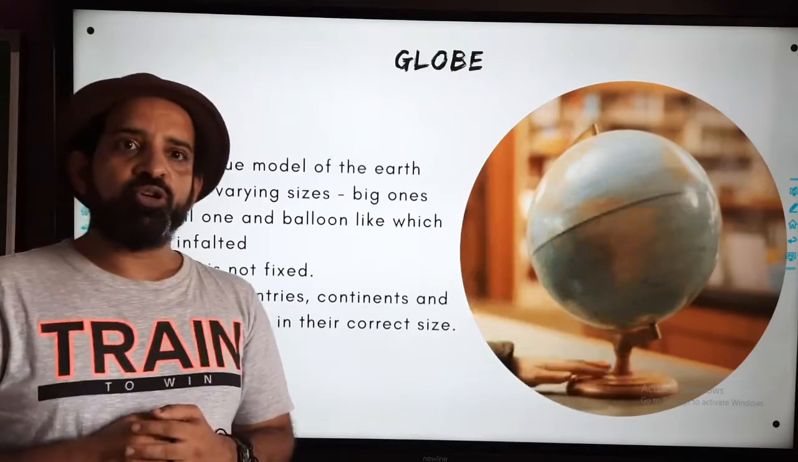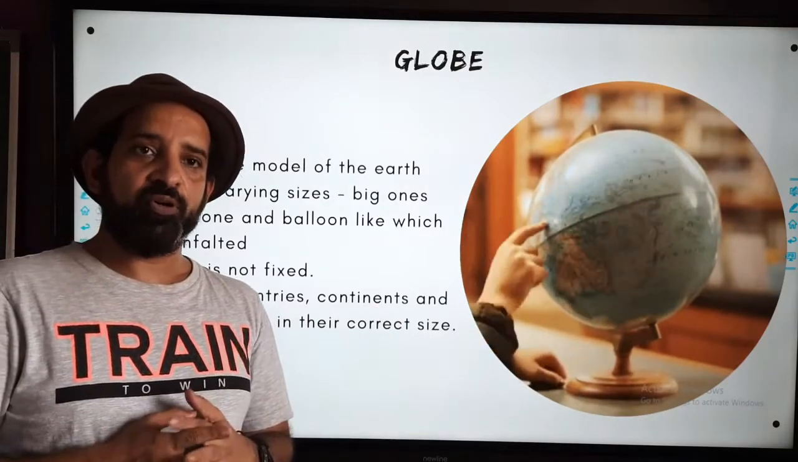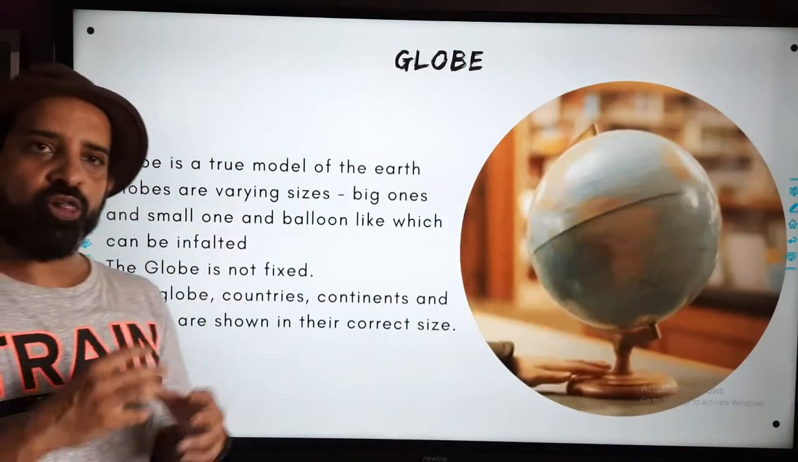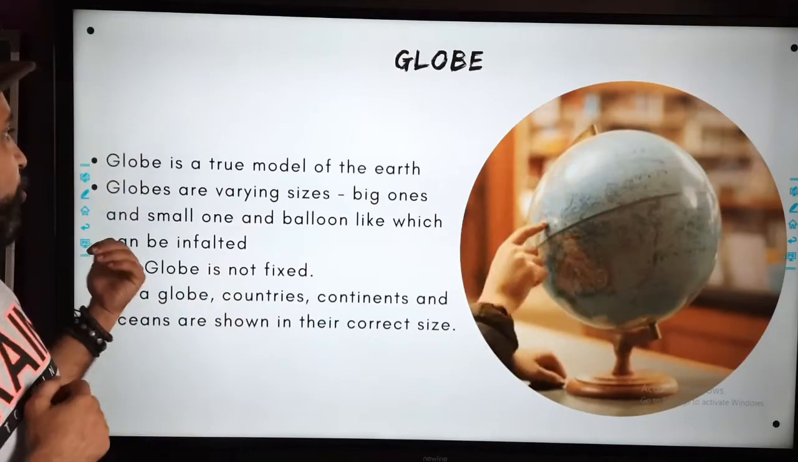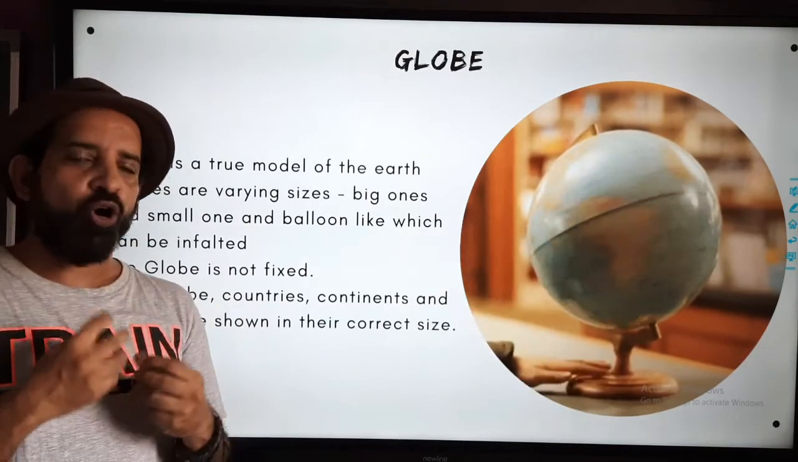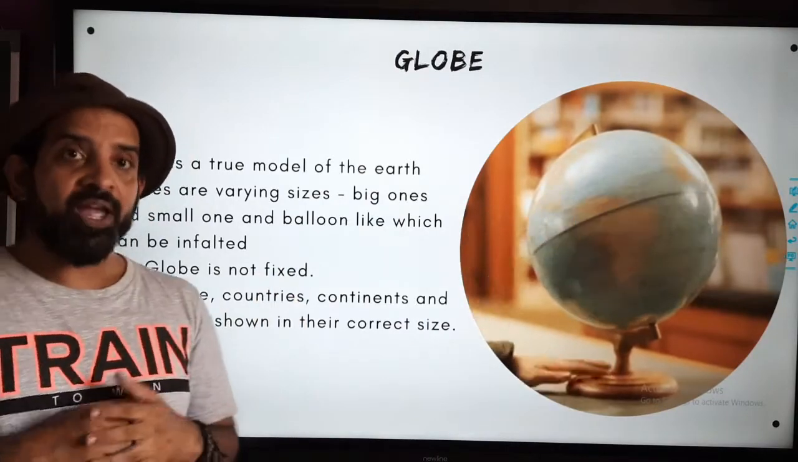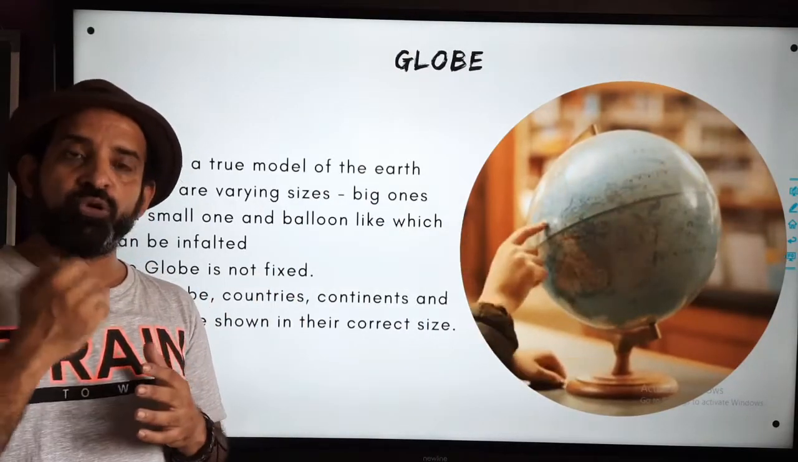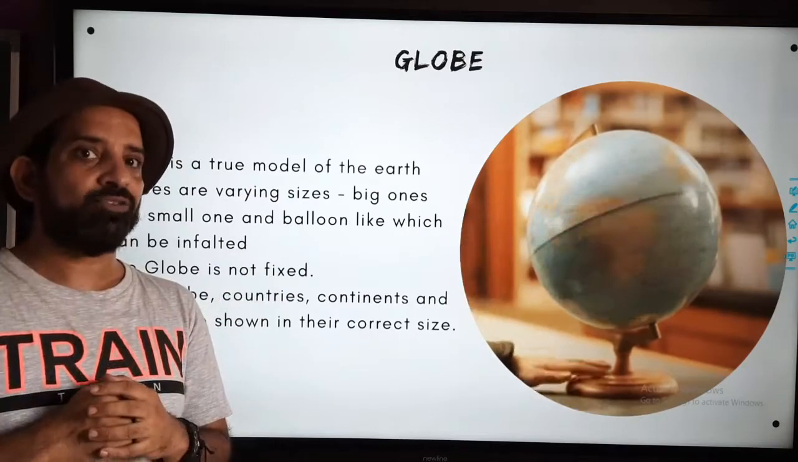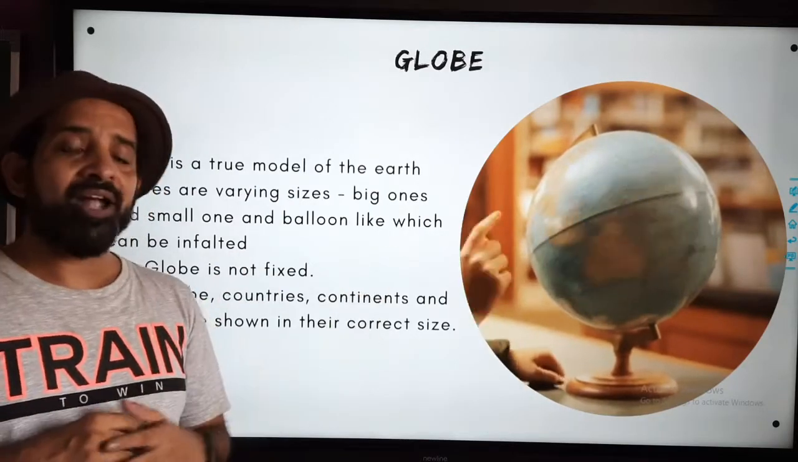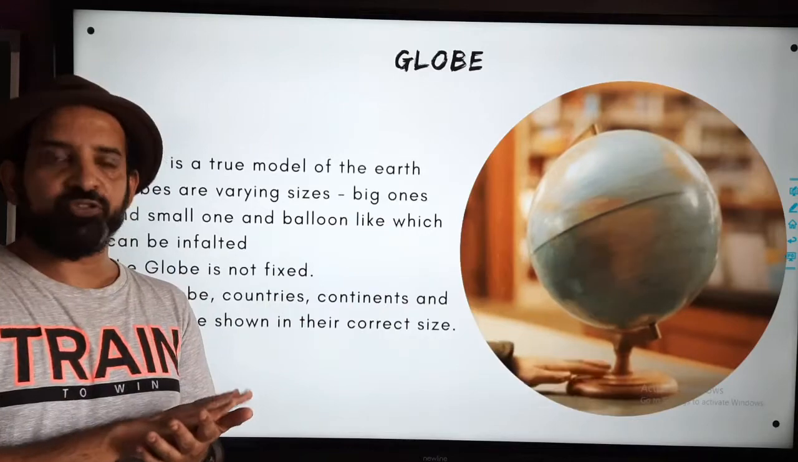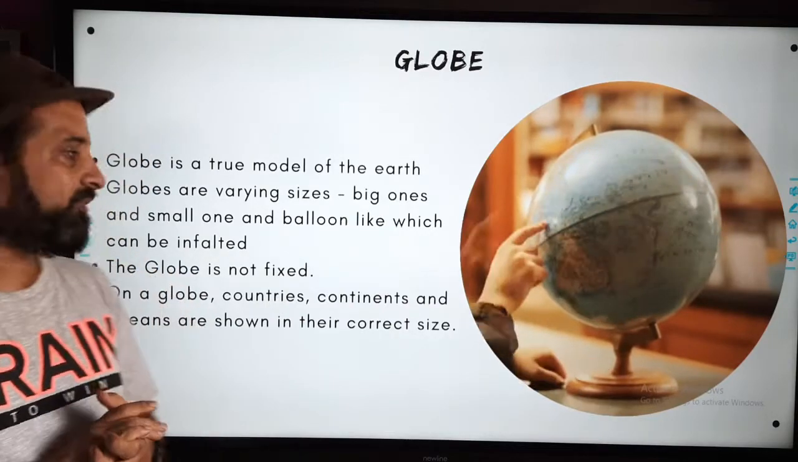So we're going to study about globe. Now what is a globe? Globe is a miniature model of our Earth. Globes come in various sizes, small, big. There are even balloons which you can inflate and make it a globe. Most of you students, once this pandemic gets over and you go back to your schools, you'll find a globe in your teacher's room, classroom, or in your labs.